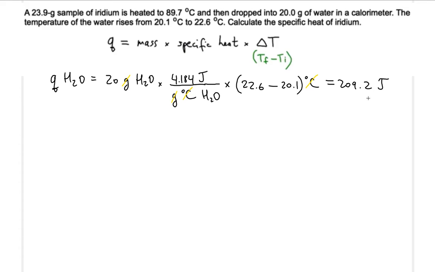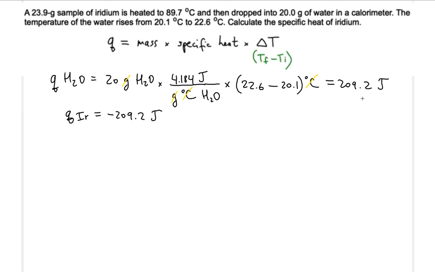So this is the amount of heat gained by water, and that's why it's positive, because positive means that it's gained, not lost. So now we know that the amount of heat lost by iridium is going to be the equivalent of that, but negated. So Q of iridium is going to be minus 209.2 joules, because that's the same amount lost by iridium and also gained by water.